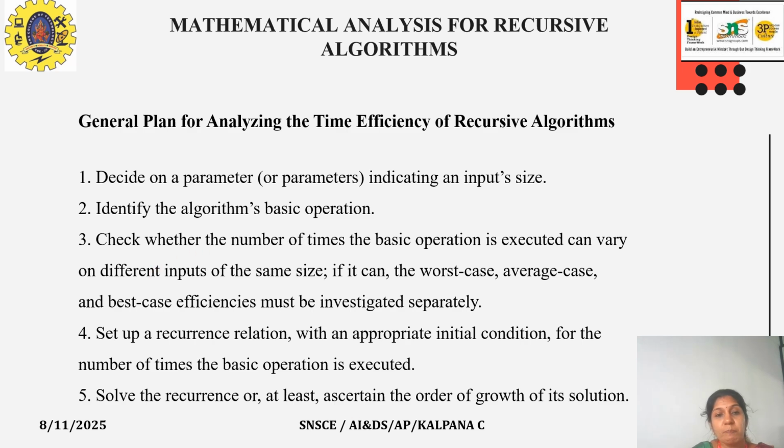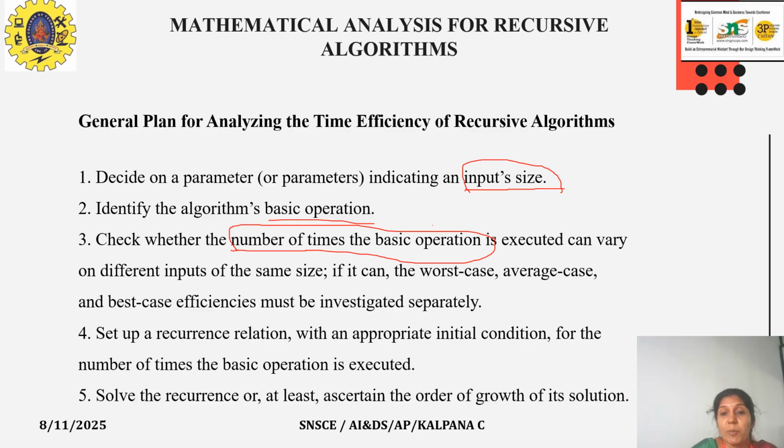First we have to decide the parameters, that is the input size. Next, what type of operation am I going to perform? Whether I am going to do any comparison operation, or else any addition, subtraction, multiplication. Like that, I have to identify the basic operation that I am going to perform in this algorithm. And next, I have to check how many times the basic operation is being executed in this algorithm.